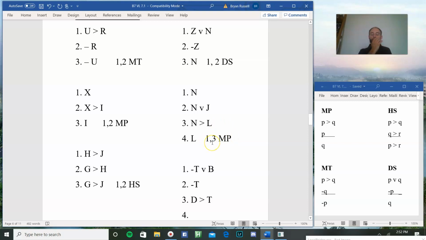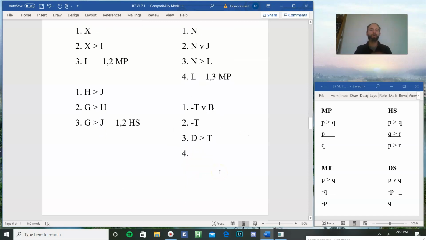Now, you can put 3-1 MP if you want, if it helps you keep things straight, but it doesn't matter. 1-3 MP or 3-1 MP, as long as you put the lines and the rule that was applied to those lines to give you this new line, then you're okay. All right, one more, and then I'll turn you loose on some homework.